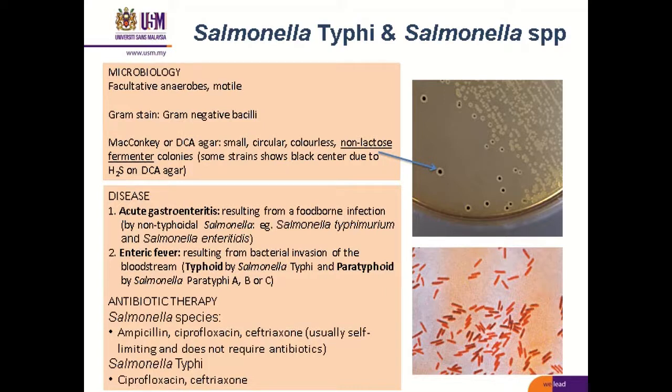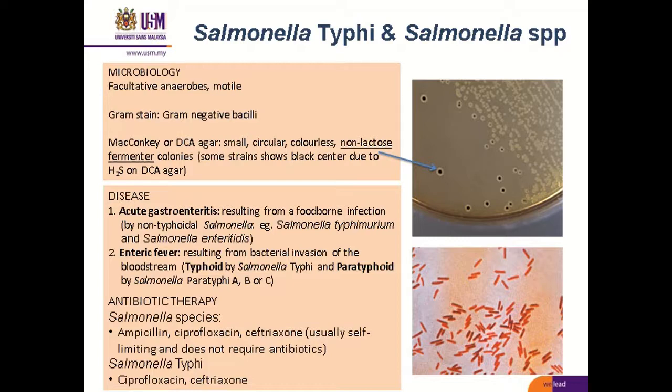Antibiotic therapy for Salmonella species, we can give ampicillin, ciprofloxacin, ceftriaxone, but it is usually self-limiting and does not require antibiotics. For Salmonella typhi, we can treat with ciprofloxacin or ceftriaxone.